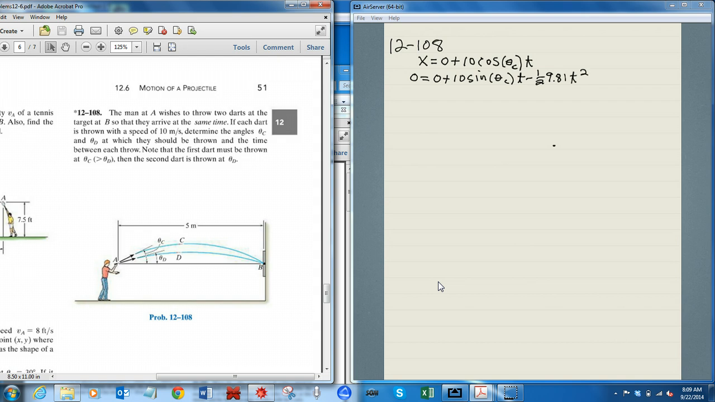Okay, how many unknowns? I know x. X is 5. Okay, so that's not an unknown. Theta c and t. Right? Theta c and t? Yeah.